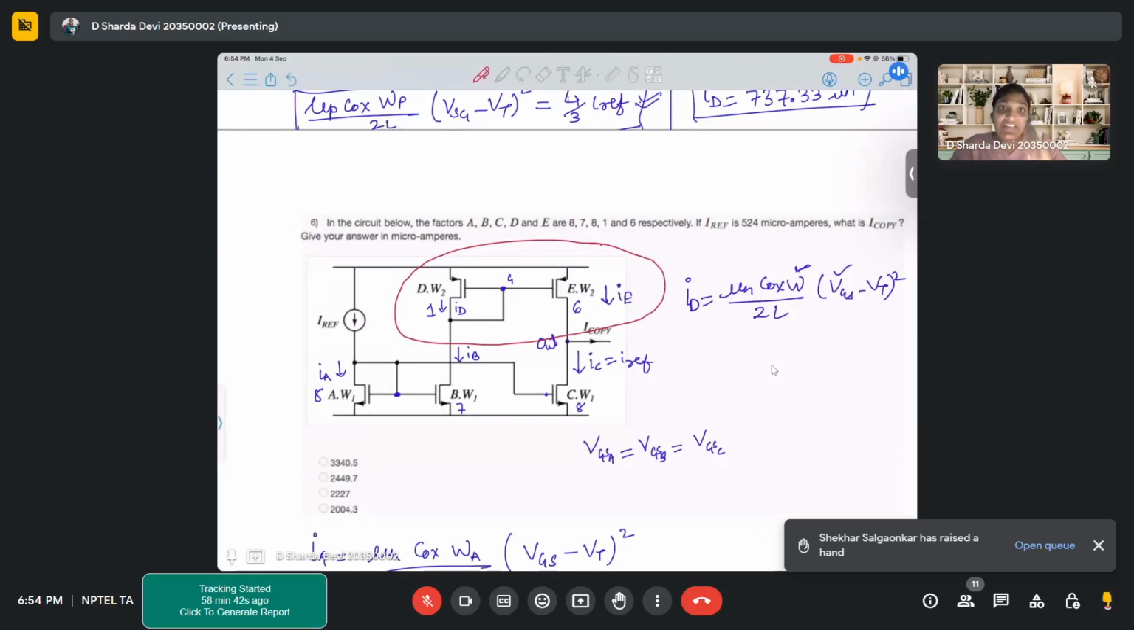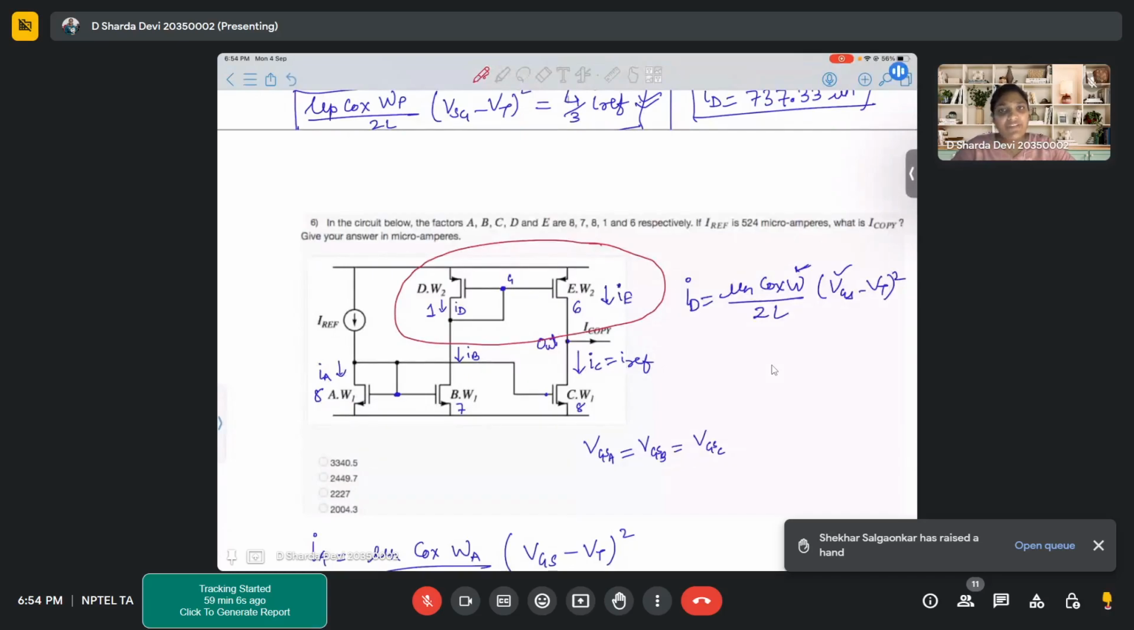Now, if I want to get a mirror circuit out of it, then what do I need? I need to get the same currents in both the branches. If we get the same currents, then it is a mirror circuit. If we get a factor of it, then it basically acts as a multiplier or divider circuit. That is the only difference. It is a replica if it is a mirror image with all identical parameters.